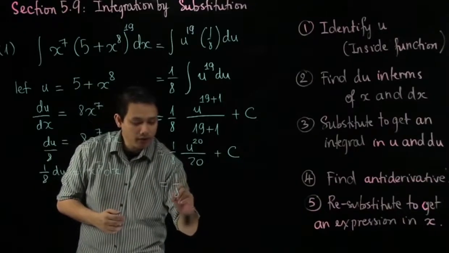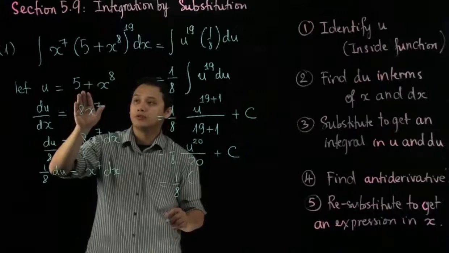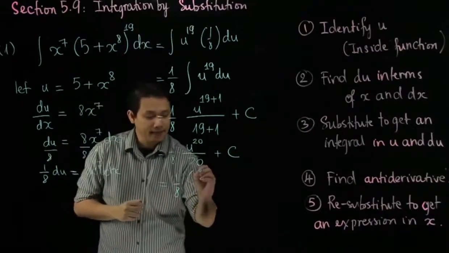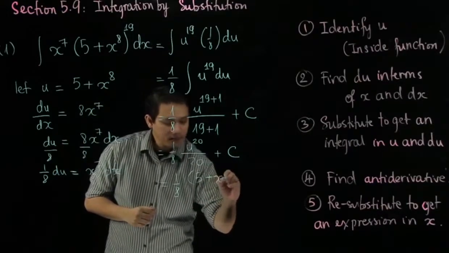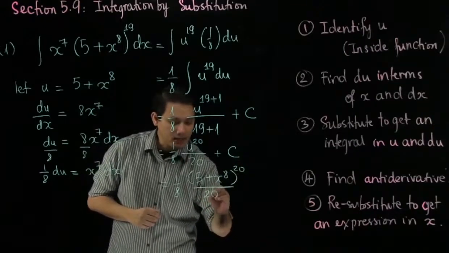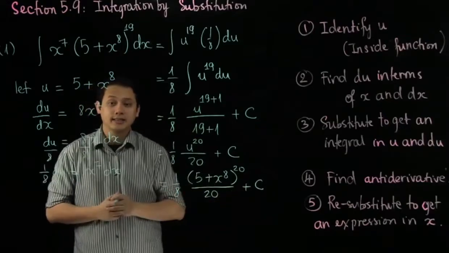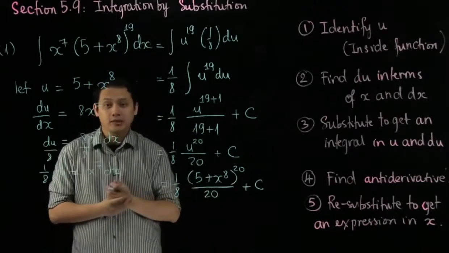So that is 1 over 8 multiplied with u, which is equal to 5 plus x to the 8. That is 1 over 8 times (5 plus x to the 8) to the power 20 divided by 20 plus the constant c. You can just leave it like this, and that is your answer.